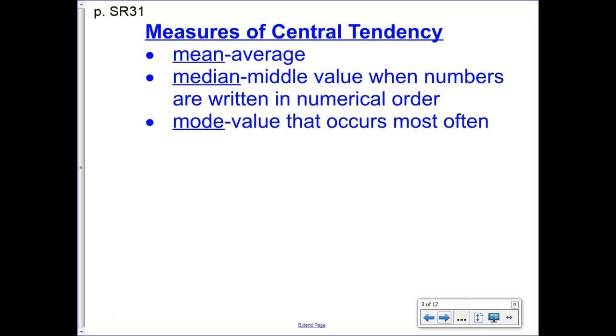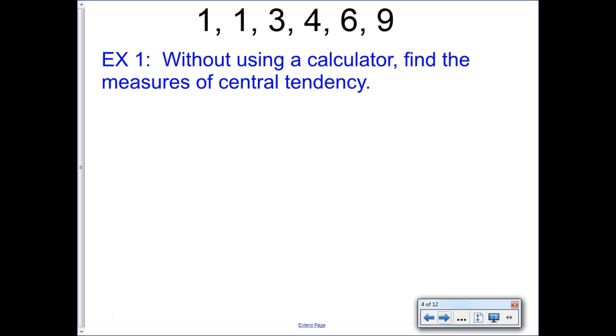Our mean is the average. That's where we add up all the values and divide by the number of numbers. The median is the middle value when the numbers are written in numerical order, and the mode is the value that occurs most often. So without using a calculator, find the measures of central tendency.